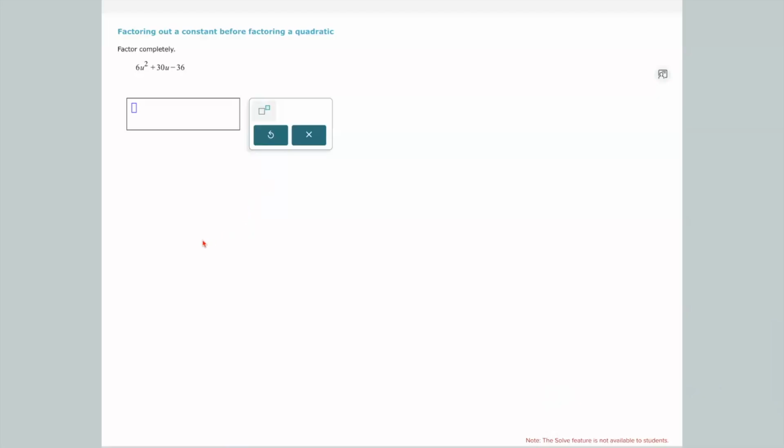What I want to say is, on the test, you're given something to factor. The first thing to check is, is there a number that I can factor out from all of the terms? Looking at this, I can divide out by 6 and be left with something. So let's factor out a 6. I have 6 times u squared, because 6 divided by 6 is 1, plus now 30 divided by 6 is 5, so plus 5u, minus 36 divided by 6 is 6, so minus 6.